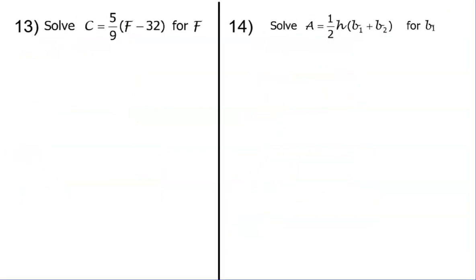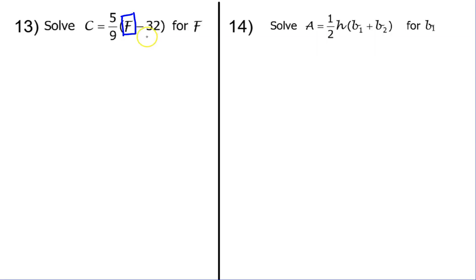Okay, 13. We are solving for our variable F. This is actually the equation to convert Fahrenheit to Celsius and back and forth. So solve for F. Right here we have the equation of what a Celsius degree is equal to. We're actually going to rewrite it to see what a Fahrenheit degree is equal to. Okay, lots of things going on. There's a fraction being multiplied out front, and there is a 32 being subtracted inside the parentheses.